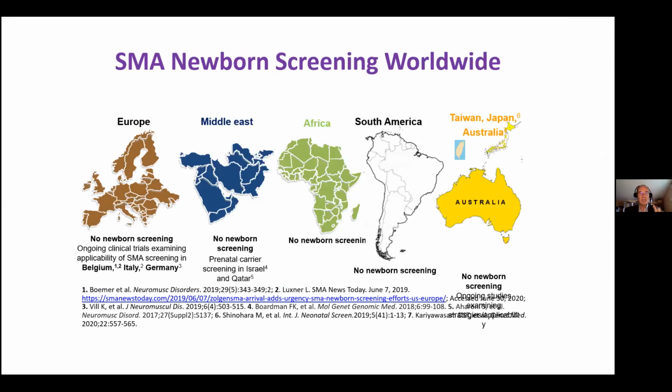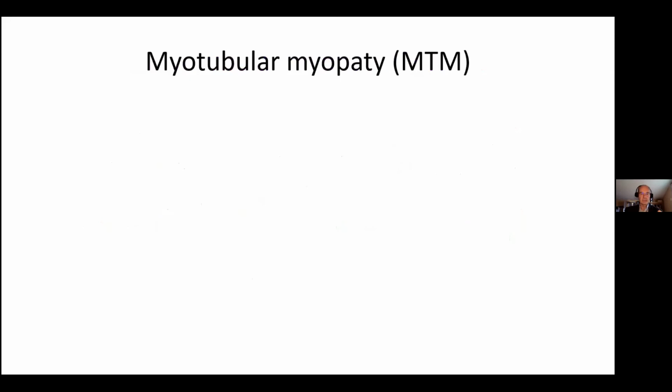In the rest of the world, and this slide is a bit outdated, it's coming. Not much in the Middle East, but still, I think there are some initiatives in Saudi Arabia that I heard of. And it would be very relevant in the Middle East context because, as we know, the consanguinity here is high and the prevalence of SMA is very much higher than in Europe or in the rest of the world.